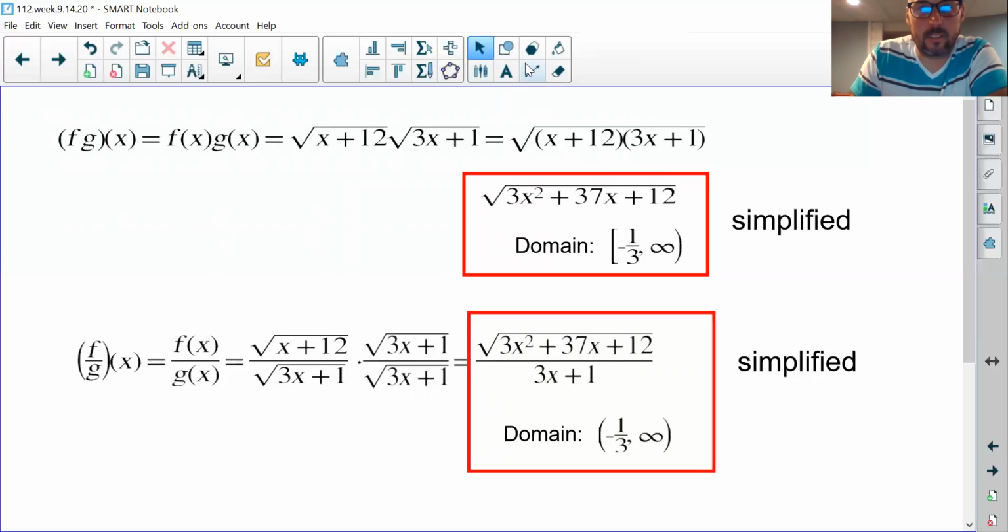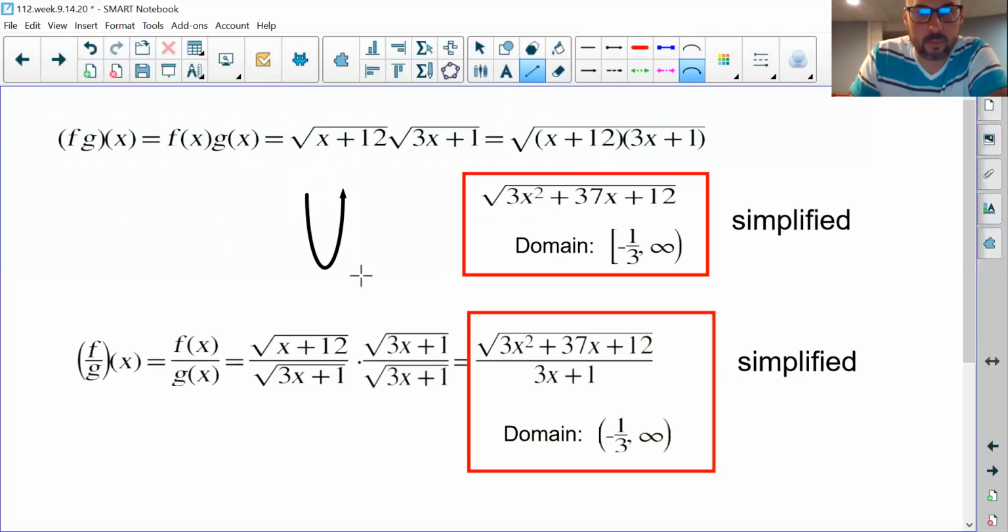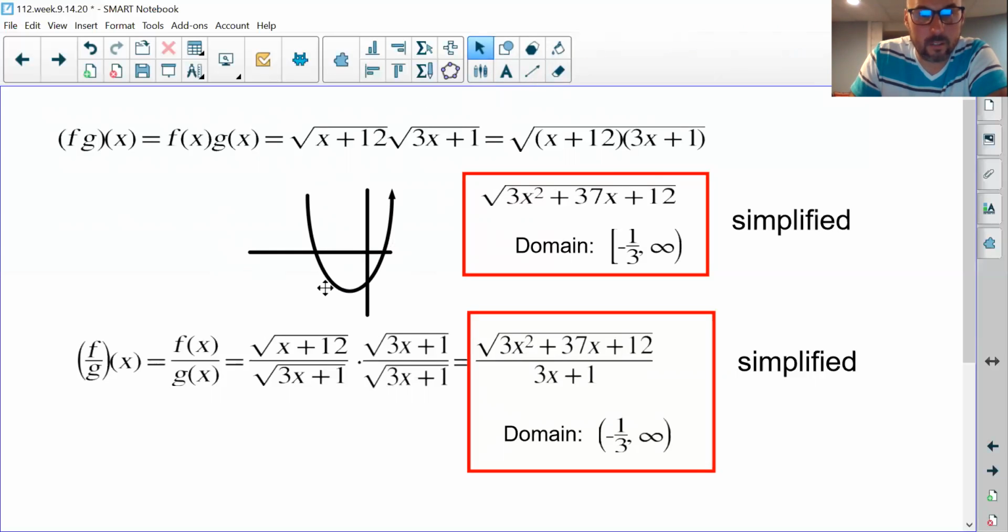because the parabola 3x squared plus 37x plus 12 is some parabola. I have no idea, but it's a parabola nonetheless, and it has a y-intercept of 12. So let's make it somewhat feasible here. And I actually know the two zeros, negative 12 and negative 1/3. So here's what that graph looks like. Let me change the color.